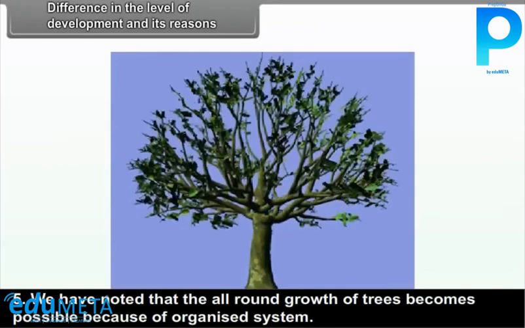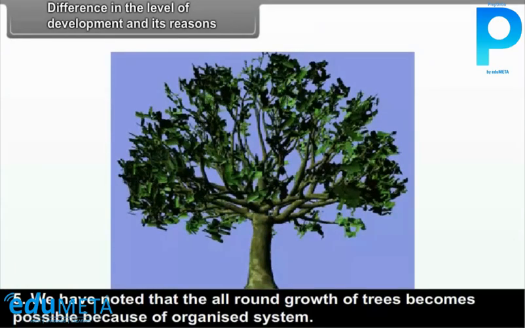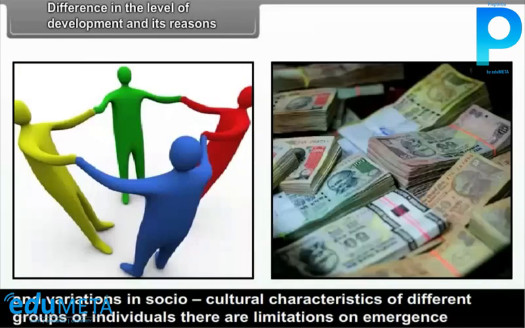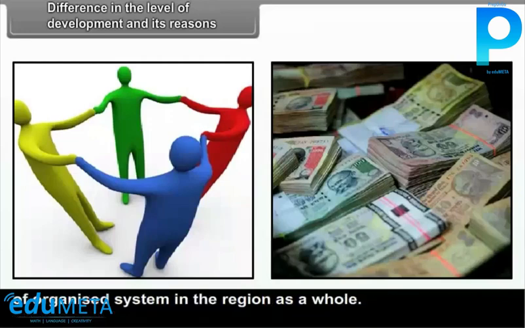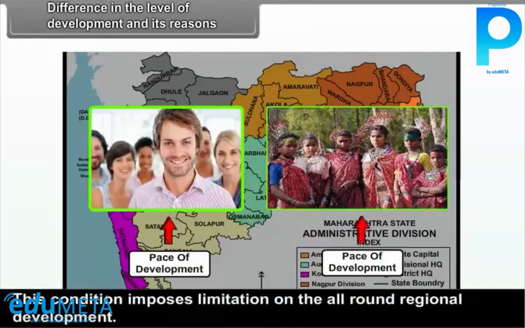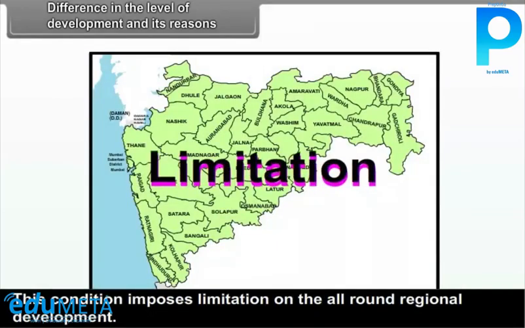We have noted that all-round growth of trees becomes possible because of organized system. However, because of the differences in the natural conditions of various sub-regions and variations in socio-cultural characteristics of different groups of individuals, there are limitations on emergence of organized system in the region as a whole. As a result, the pace of development amongst these groups and sub-regions does not remain same. This condition imposes limitation on all-round regional development.